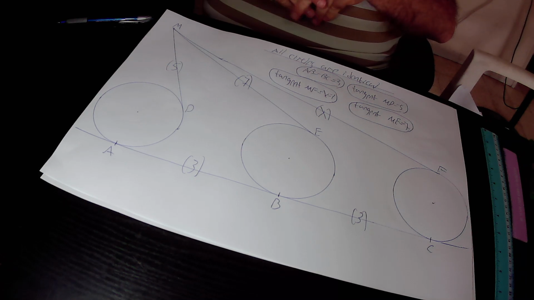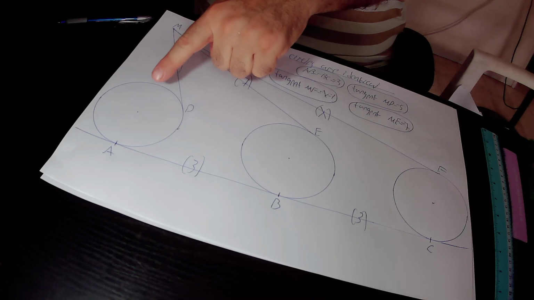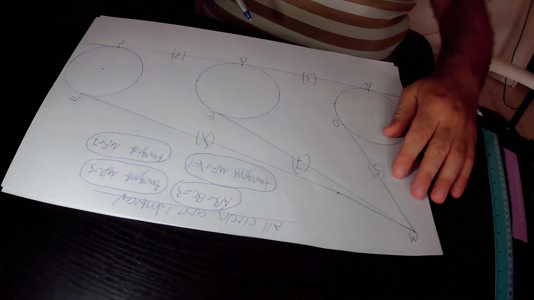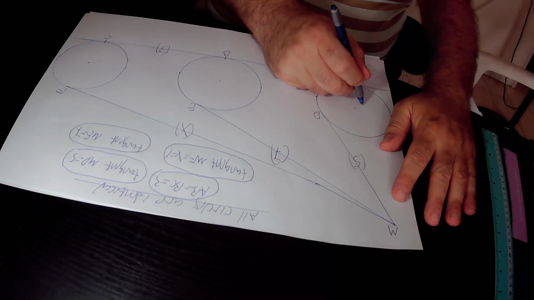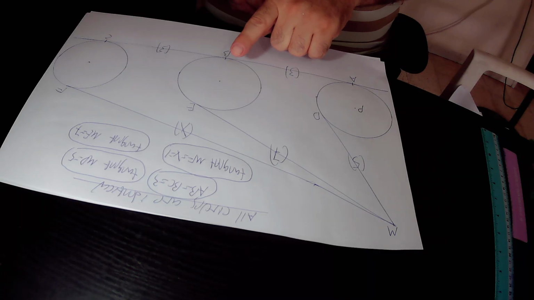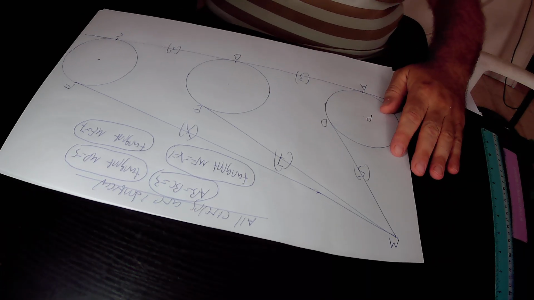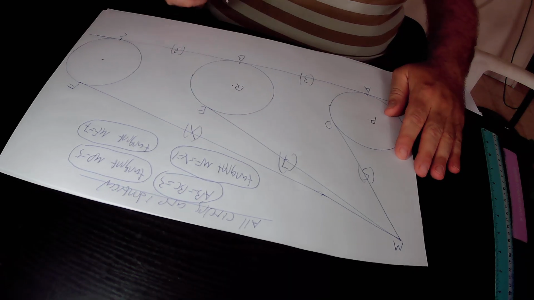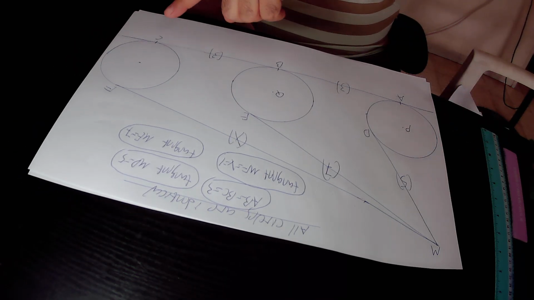So first of all, we define the center of this circle. This point is point P. We also define the center of this middle circle. This point is point Q. And we define the center of this circle. This point is point S.